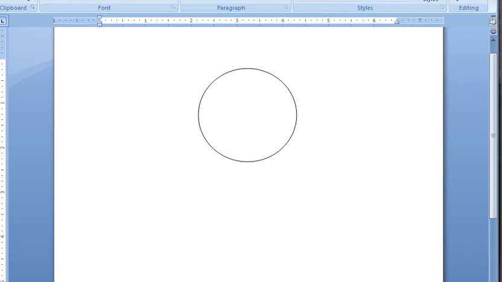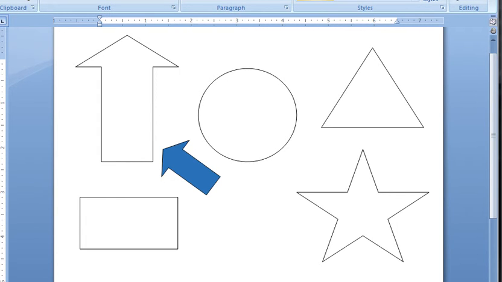Let's take a look at some other shapes and see if we can cut those shapes into halves. You can see that we've added an arrow, a rectangle, a star, and a triangle. Looking at all these shapes, do you think it's possible to take the whole shape and cut it into two equal halves? If we take the arrow, the rectangle, the star, and the triangle?